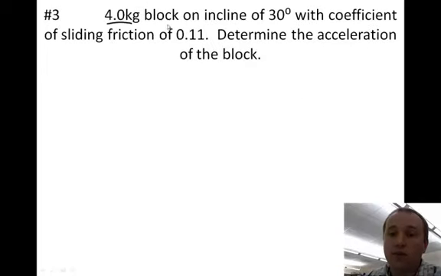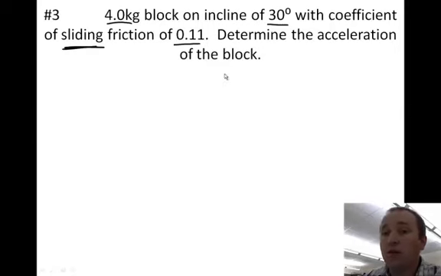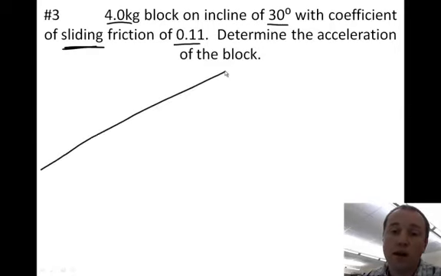Number 3. 4 kilogram block at an incline of 30 degrees with a coefficient of sliding friction. So it's sliding, it's not sticking, sliding, of 0.11. Determine the acceleration of the block. So here we go. I have a block on an incline. Try drawing this on your own and then come right back.